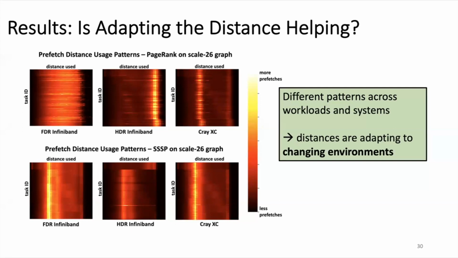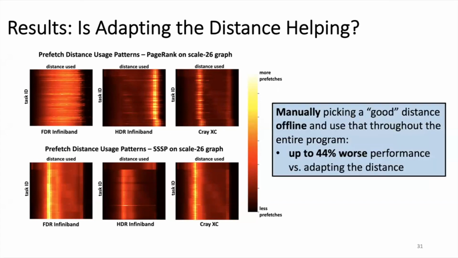But one thing we can look at is whether we would be better off just picking a static distance to use up front and keeping that constant versus adapting. So we can do what we did on the last slide, which is look at these heat maps and extract the most preferred distance that was used, and then use that and see what happens. It turns out that that's never better than actually adapting the distance.